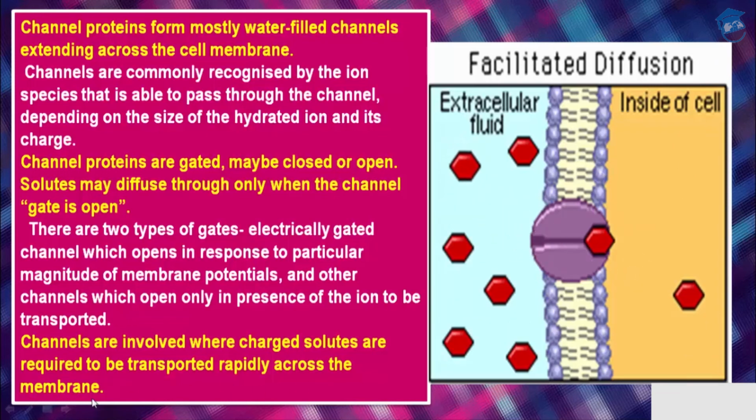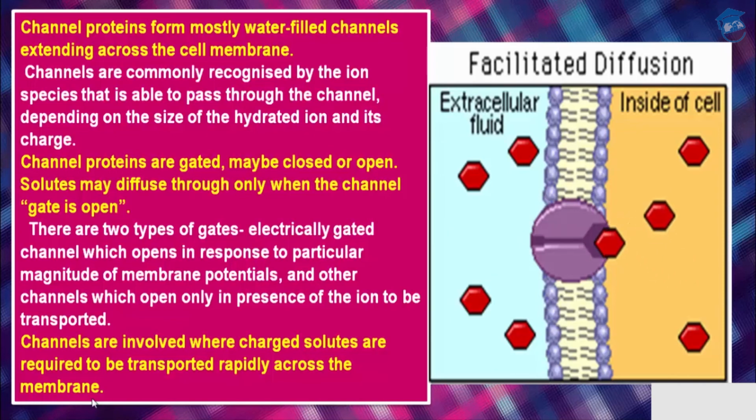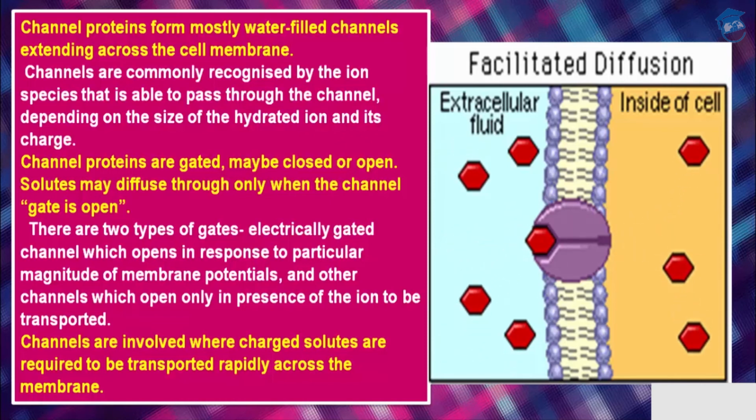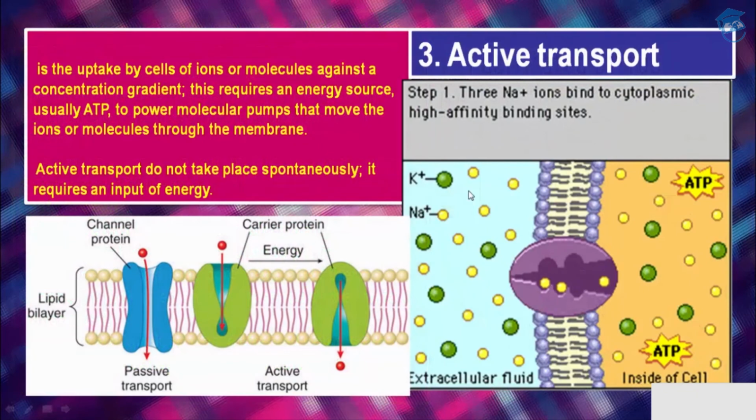So this was about the two proteins of facilitated diffusion, that is, carrier and channel protein. That means diffusion which is facilitated by proteins, that is, carrier protein or channel protein. I hope it is clear to all of you now. Now we will move ahead towards active transport.